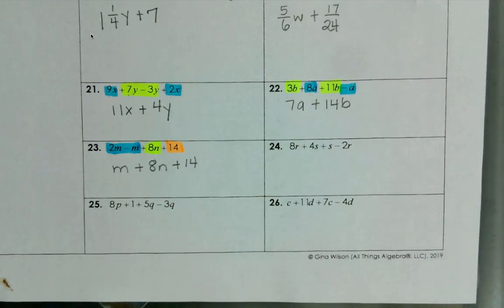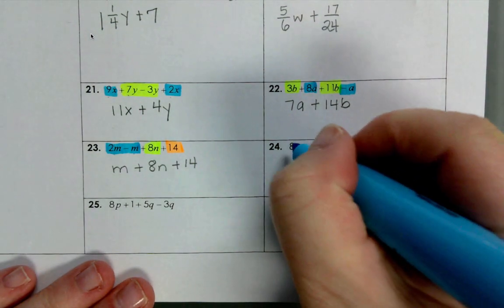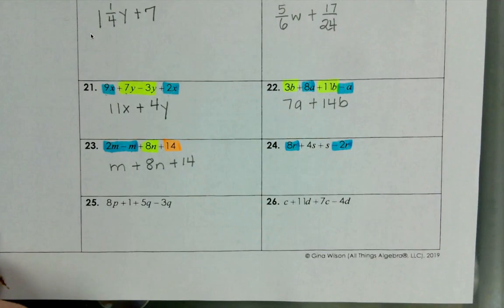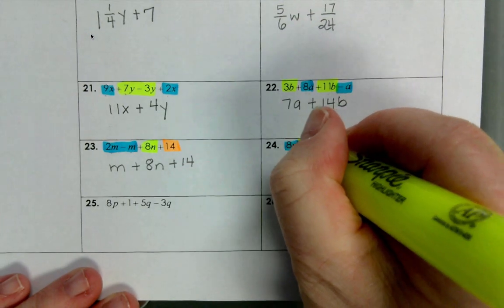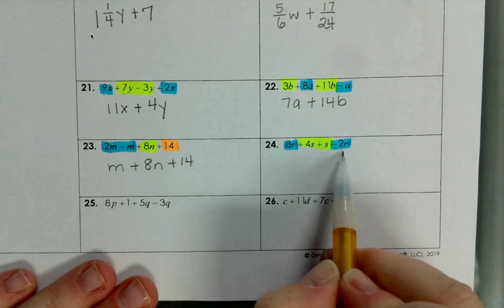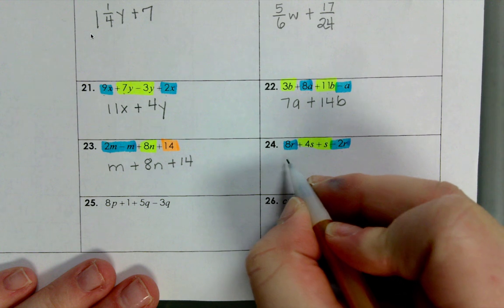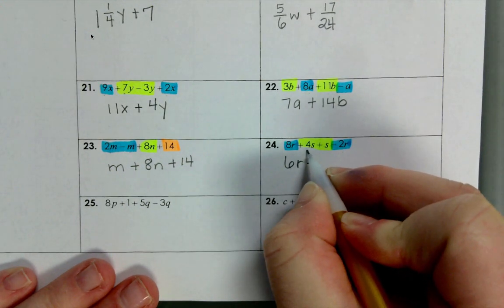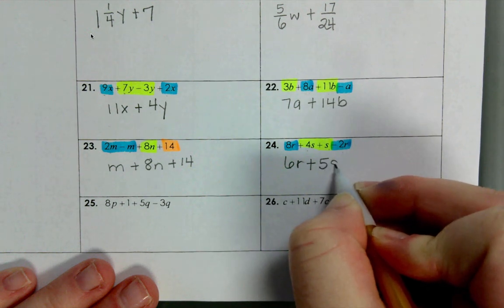Then I have R, 8 R's, and then minus 2 R's, and then right there, my S's are together. So if I have 8 R's and I take away 2, I have 6 R's. R-matey. I have 4 S's and I add 1 more, I have 5 S.